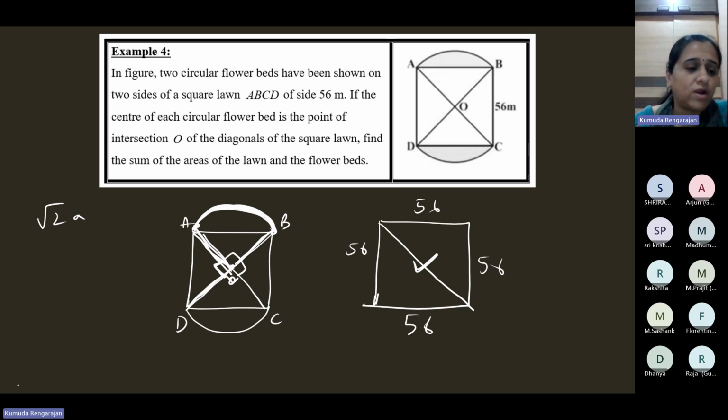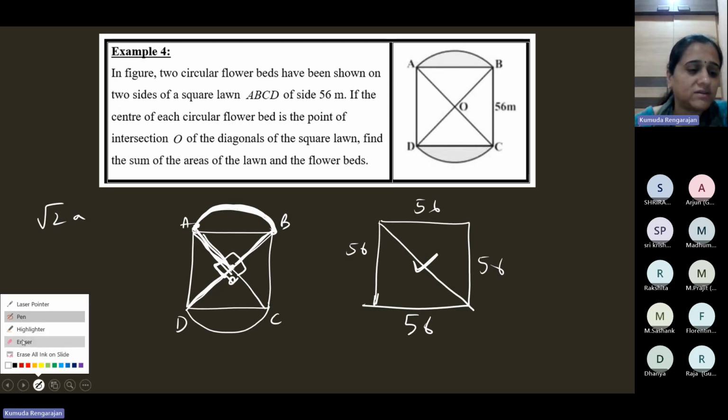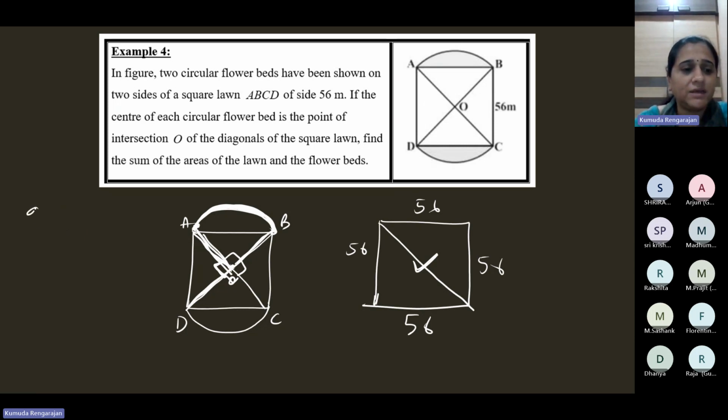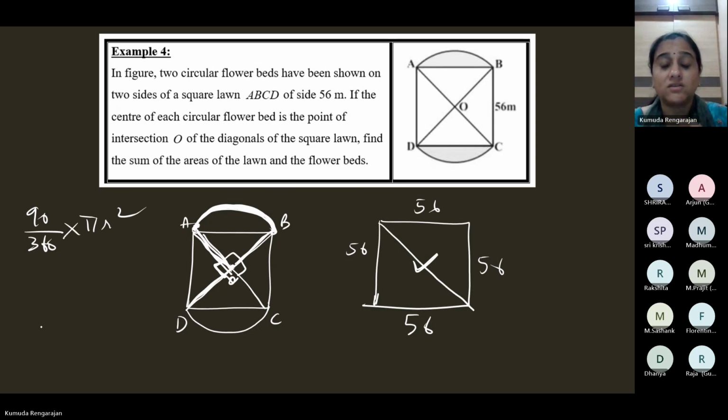And now how do you find the area of the sector? The sector angle is 90 degrees. So the area of the sector will be 90 by 360 into pi r square. Two sectors have a sector angle of 90 degrees. They are quadrants. If the sector angle is 90 degrees, it's a quadrant. If the sector angle is 180 degrees, it's a semicircle or a semicircular region. So 90 by 360 into pi r square.